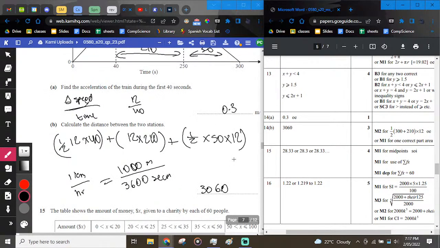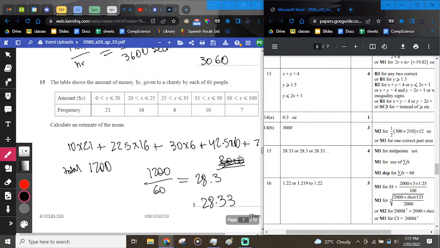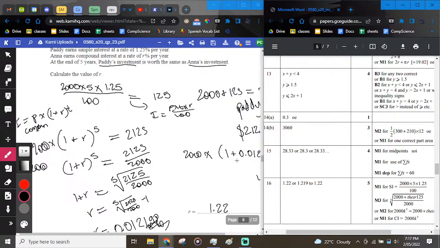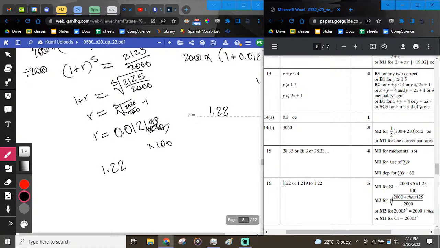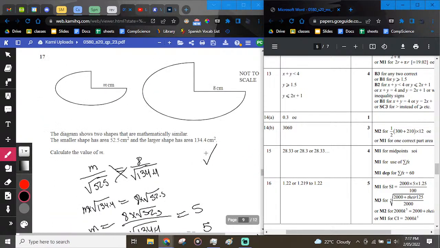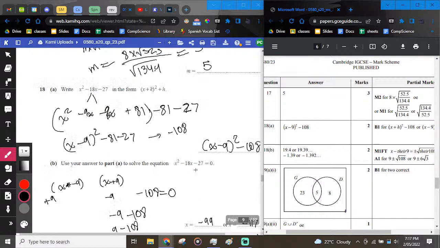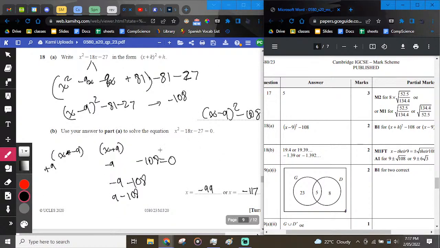0.3 meters per second squared, yes sir. 3060. 2833, yes sir. 122.5, I didn't even look at the mark scheme for that. I got an integer and I was happy. Whoopee. Believe I did something wrong.